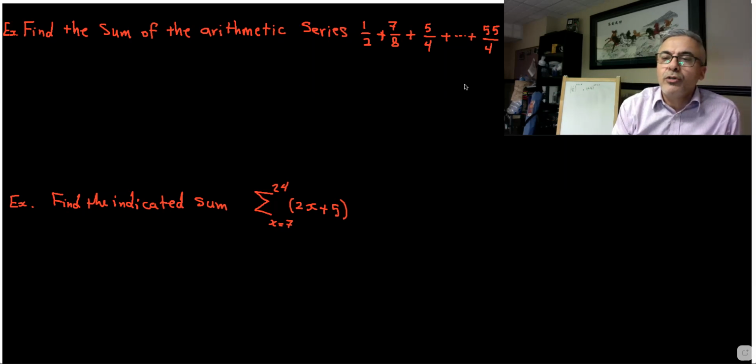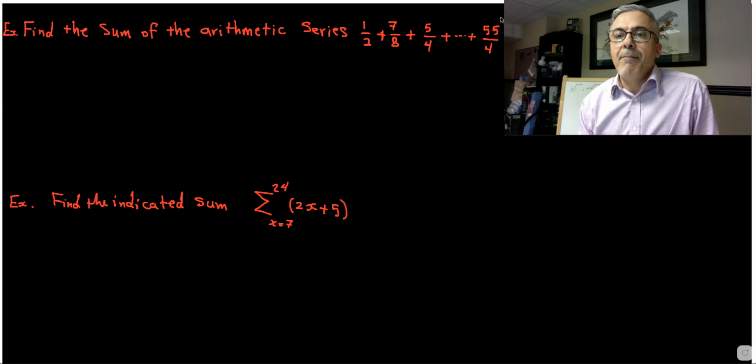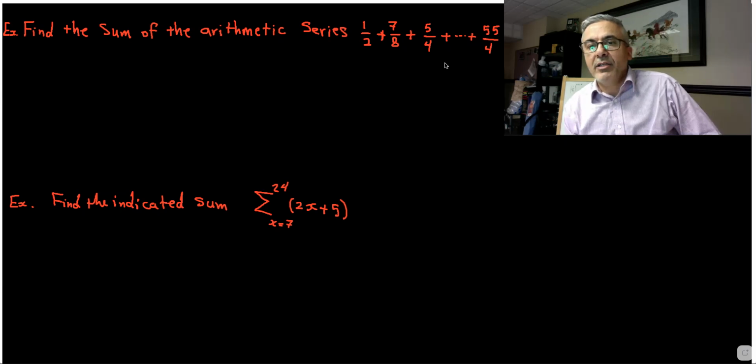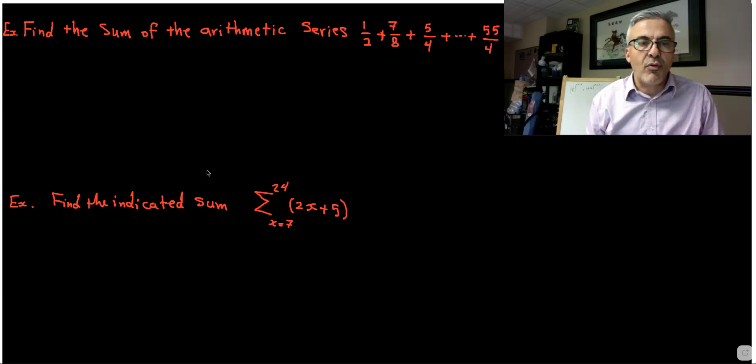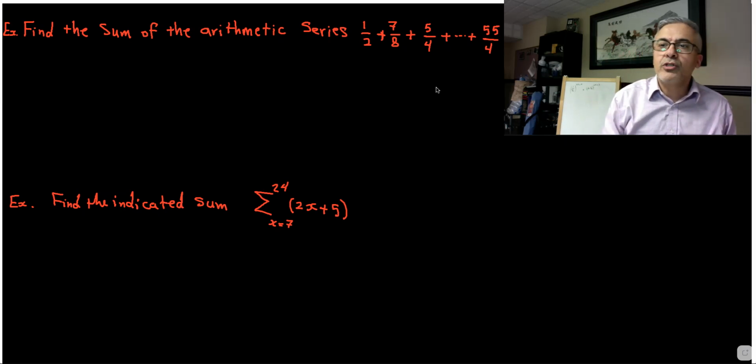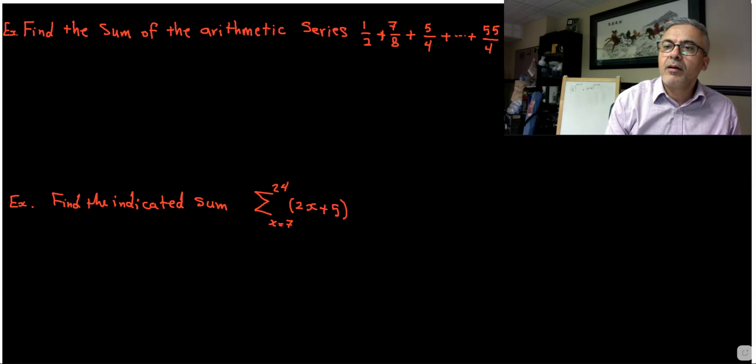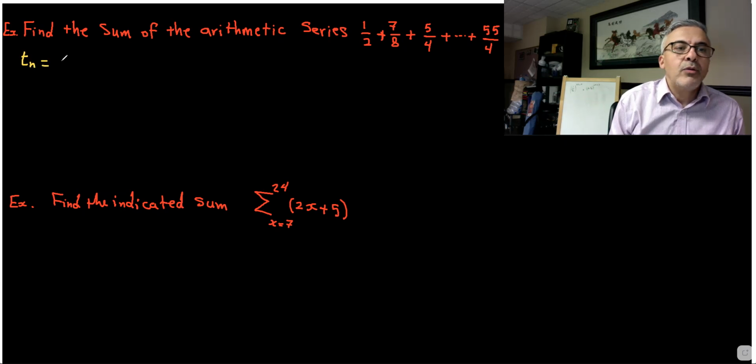So the first thing we need to do is find out how many terms we have in this series, since the last term is 55 over 8. So we have to resort to the Tn equation. Tn equals T1, which is half, plus n minus 1, which we don't know how many terms we have, times d.